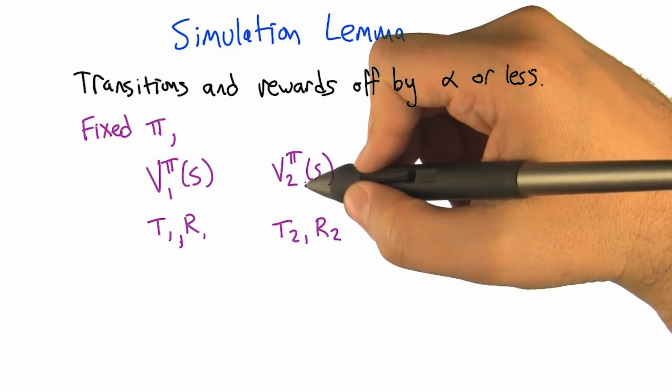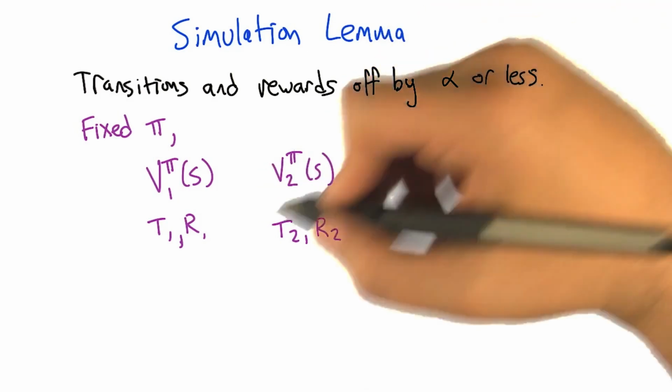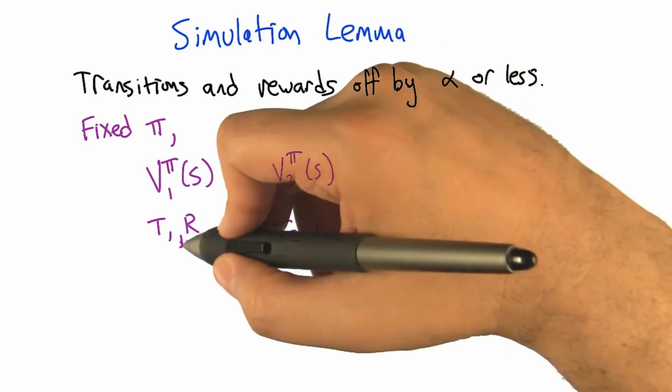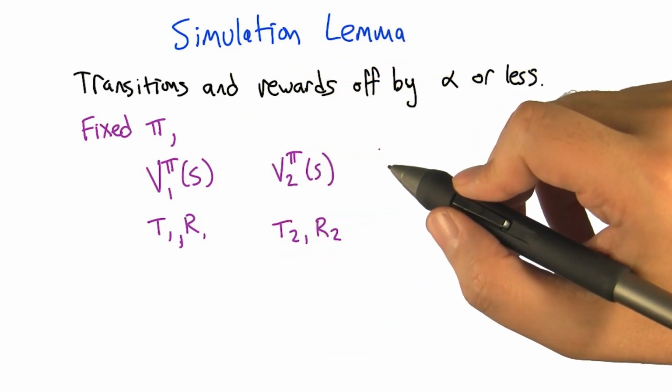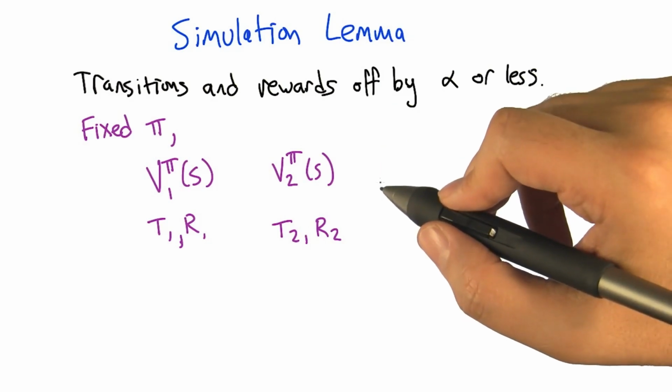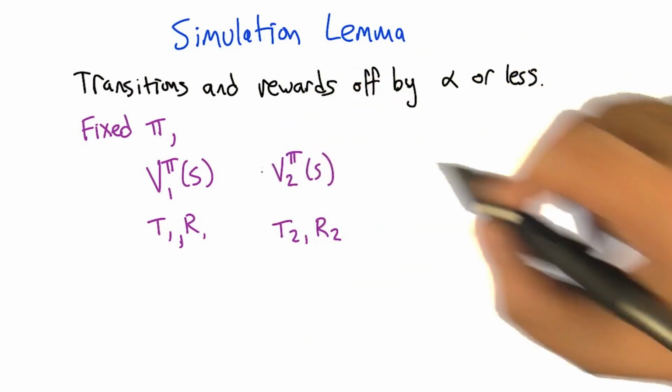And if those are going to be near each other, given that T1 is near T2 and R1 is near R2, then that's going to give us the ability to have accurate simulations, right? We can use our model of the MDP to simulate what's going to happen in the real MDP.